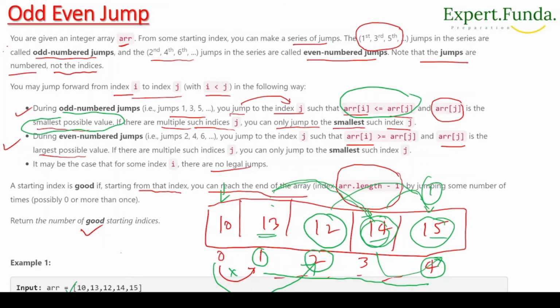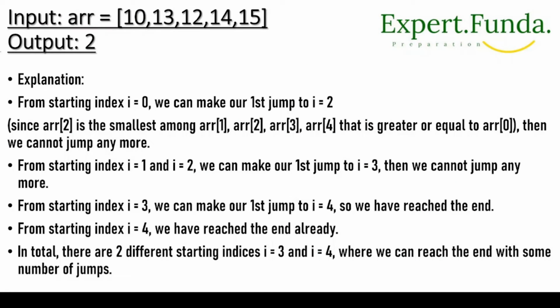Okay, we'll discuss here. Let's suppose, what we are talking about here, we have been given 10, 13, 12, 14 and 15, right? These indices are given. So if the indices are 0, 1, 2, 3 and 4, right? So if we start with the starting index 0, we can make the first jump to 2 here, because the smallest element is at 2. Since, see, the array at 2 is the smallest among these elements, right?